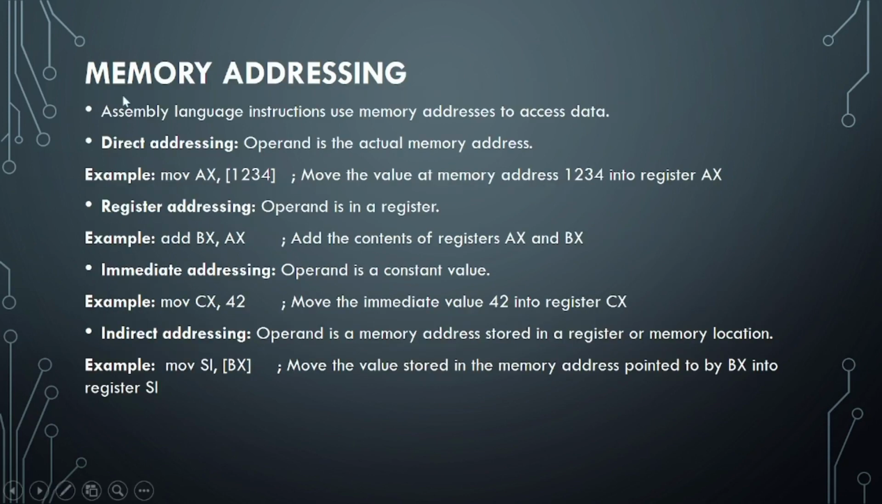Now let's consider memory addressing. In assembly language, instructions use memory addresses to access data. For this, they use different methods of addressing. We have direct addressing, in which the operand is the actual memory address. Let's see an example: MOV AX, 1234. 1234 is a memory address, so its value is being moved to AX.